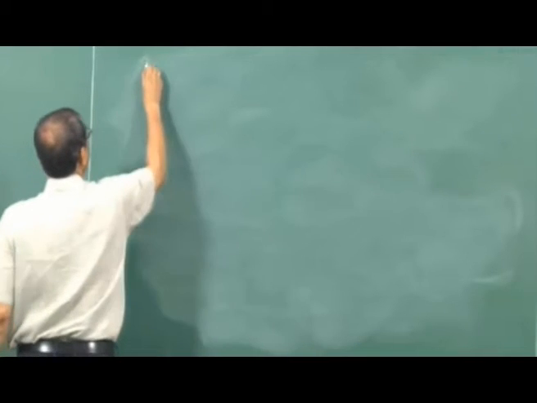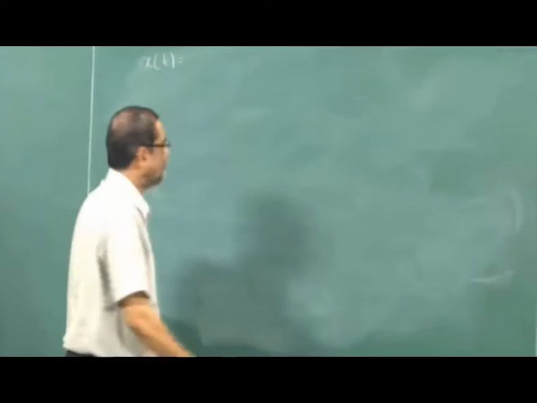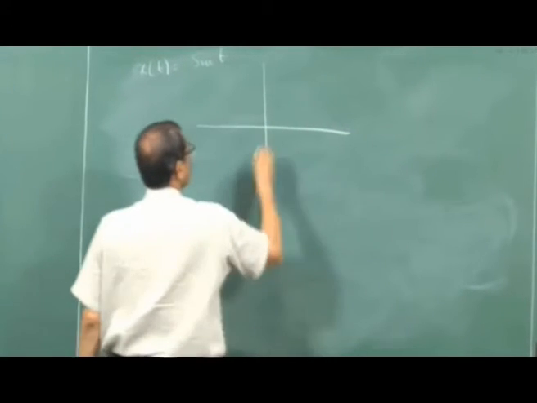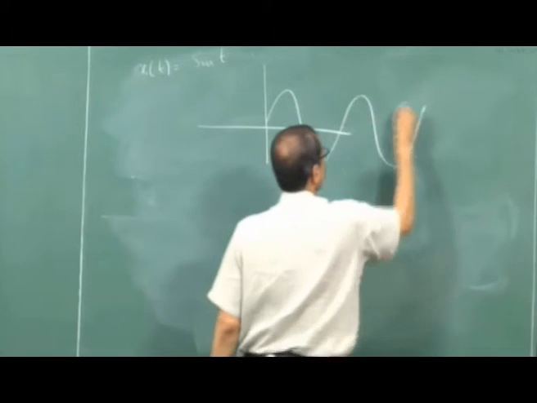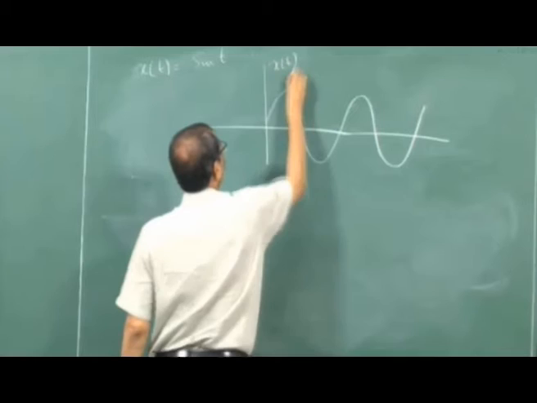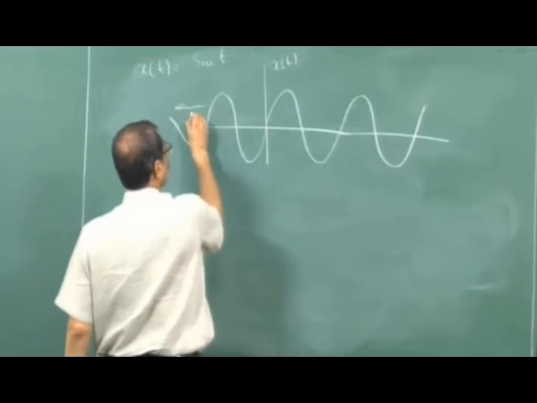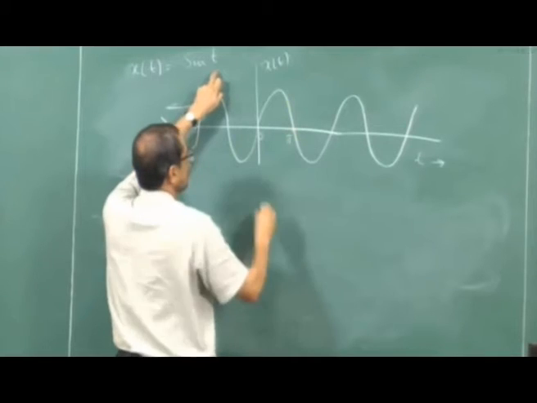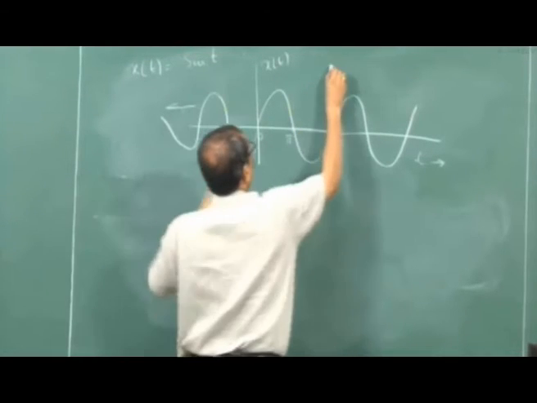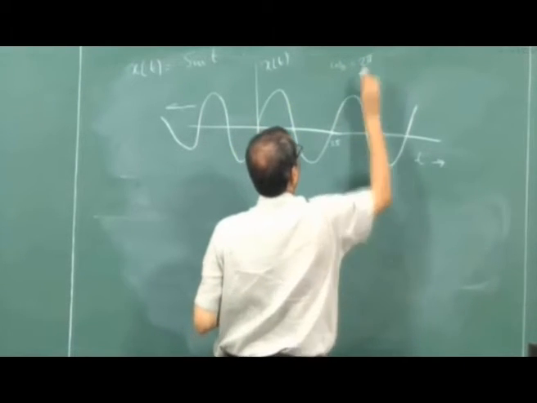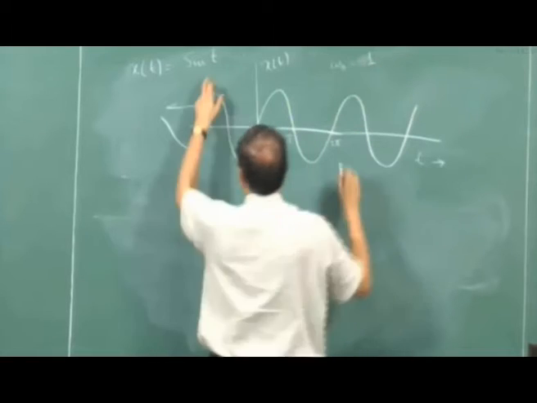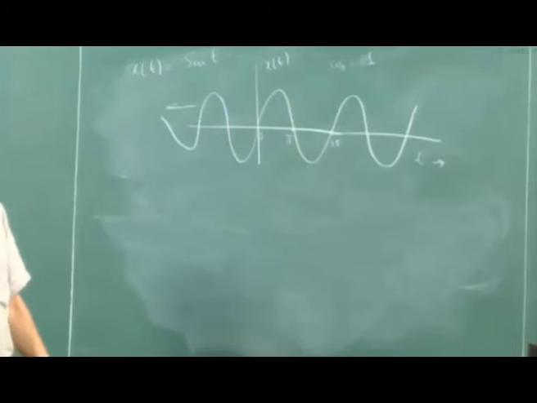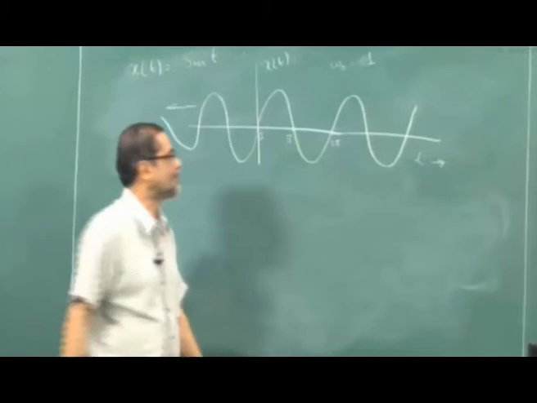So I have x of t equal to sine t. That is the input, sine t. So let me sketch sine t. Sine t is an everlasting sinusoid. It is initially 0, sine pi is 0, sine 2 pi is 0. So in this case, fundamental frequency is 1. Period is 2 pi. T naught is 2 pi, f naught is 1 by 2 pi, and omega naught is 1 radians per second.